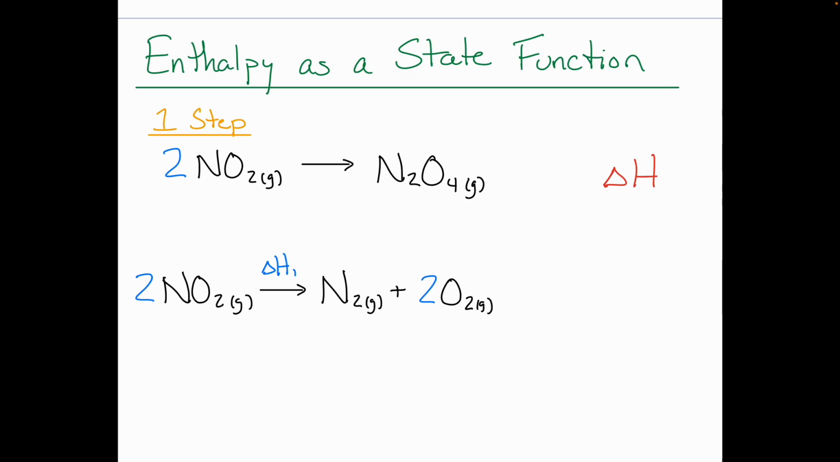And then in a separate step, they took their nitrogen and their oxygen gas, and they made that same product, dinitrogen tetraoxide, holy cow. And again, measure the delta H of that step. We're going to call that delta H2. So now they took 2 steps to get from A to B here.